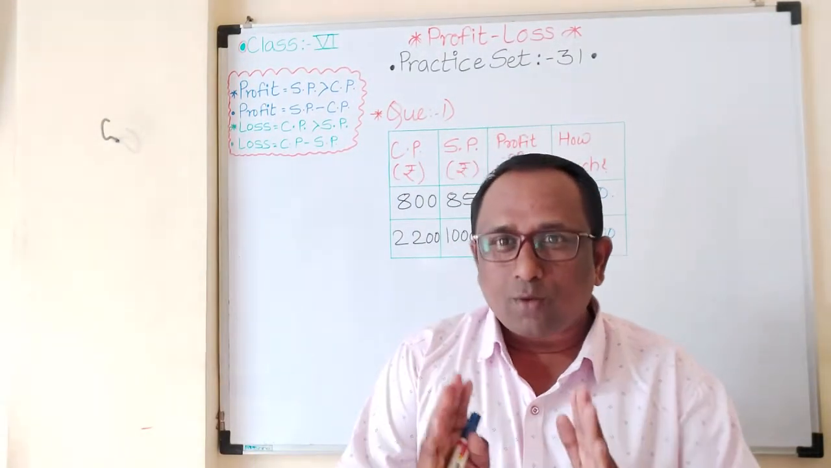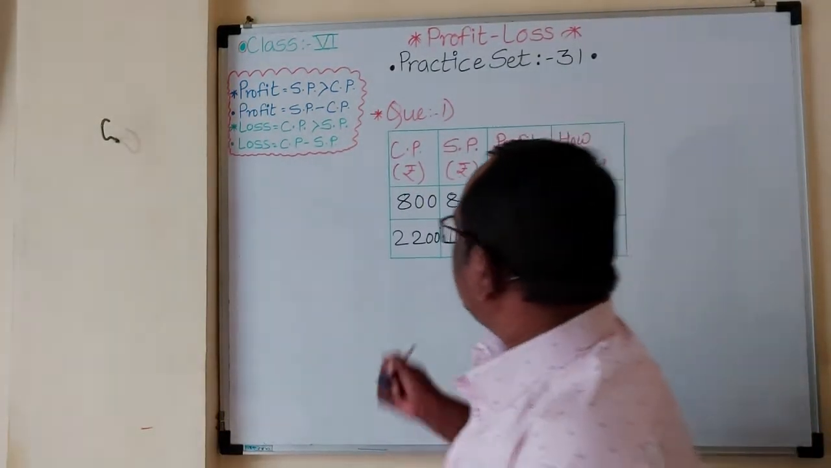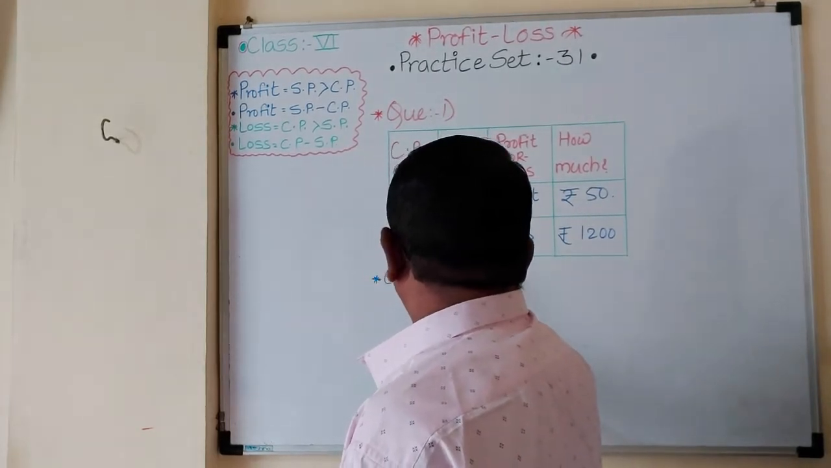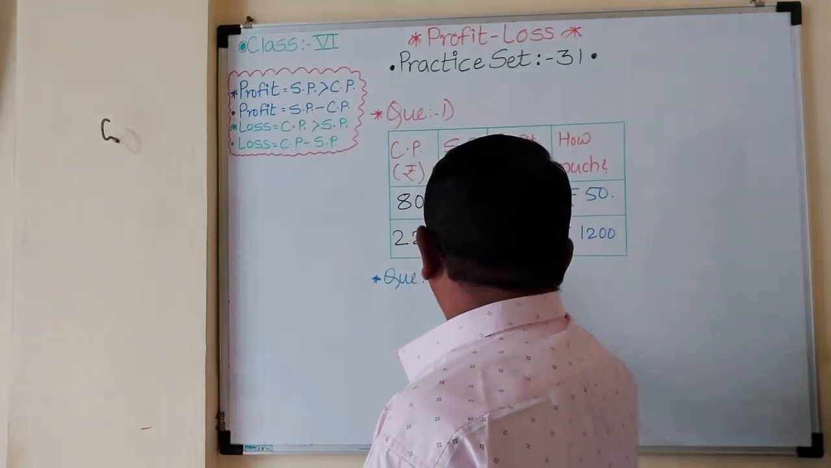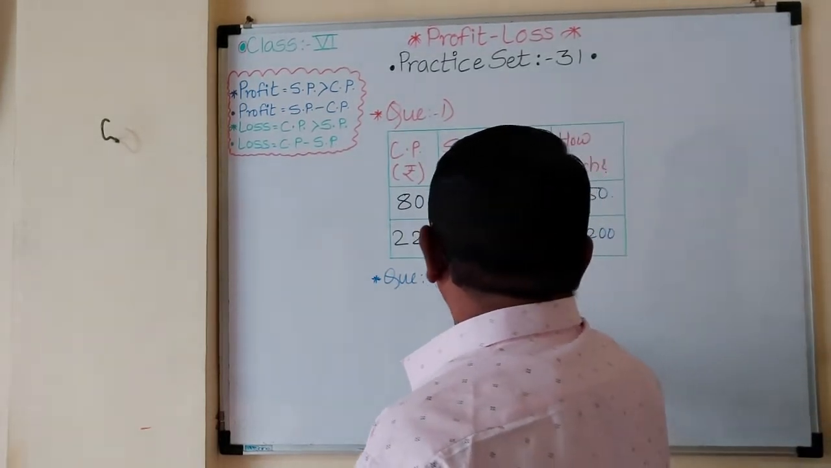But this is a word problem, so we have to write it out. For question number 2, first you have to write the cost price, or we can write CP.